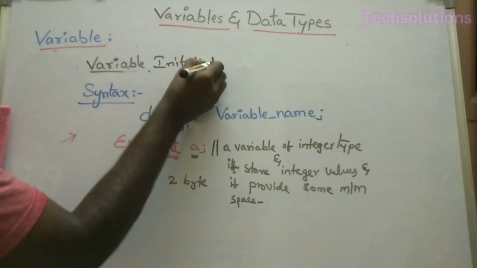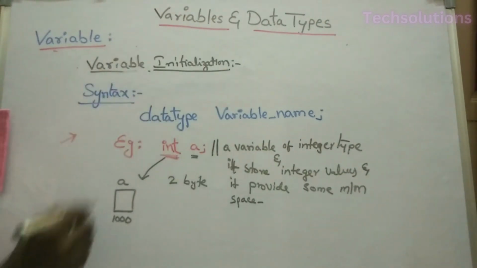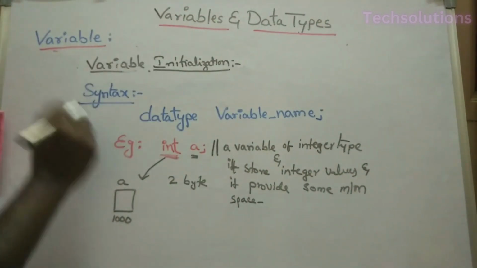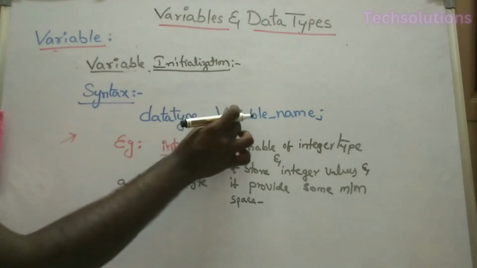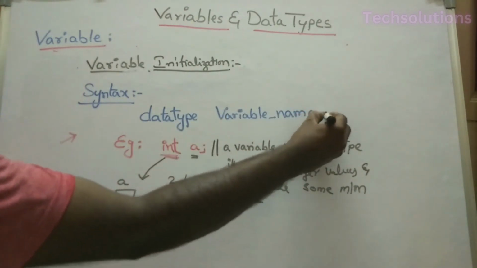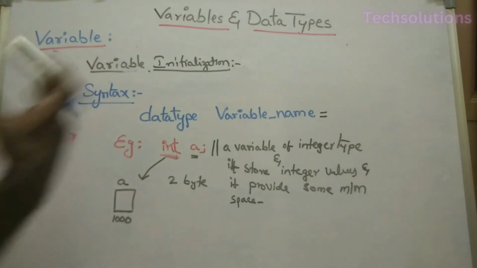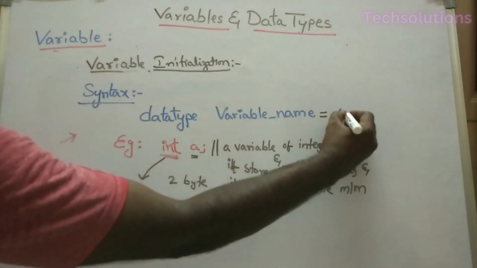Variable initialization is nothing but assigning some value to a particular variable. What is the syntax? Data type, space, variable name. Then how can we assign? By using the assignment operator. And what is the value we want to assign?